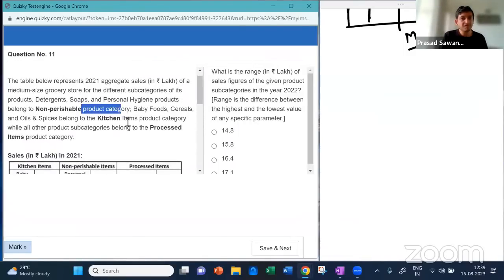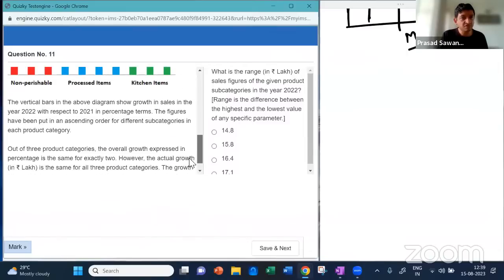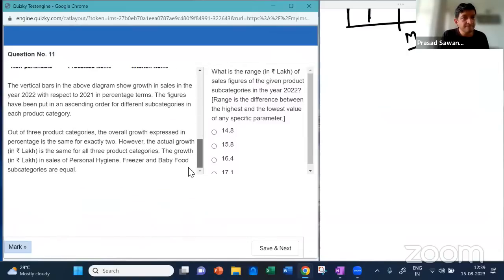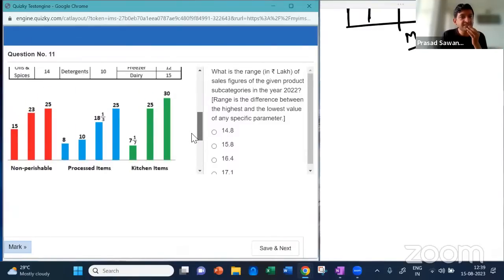Non-perishable product category, kitchen items, and process. So these 3 are the major categories that we're talking. Understood? Two categories का overall growth percentage is exactly the same. Okay.